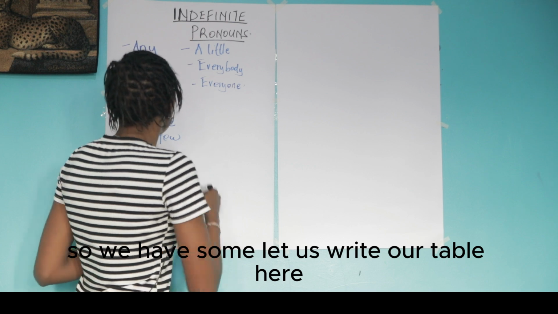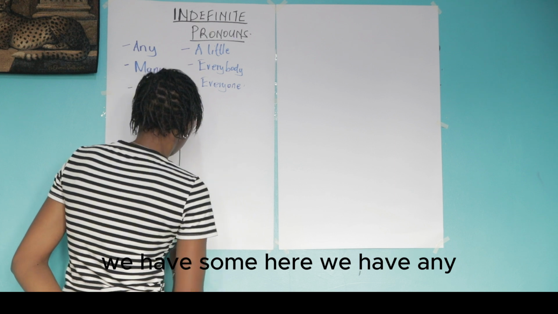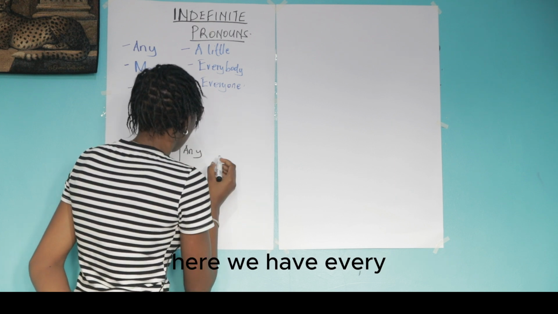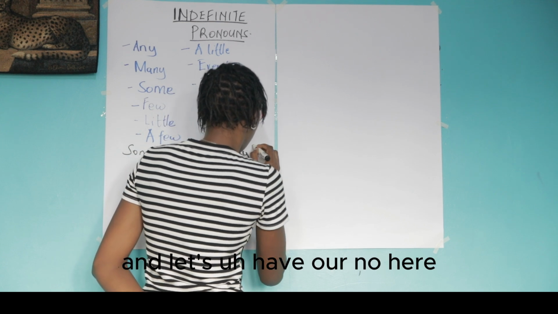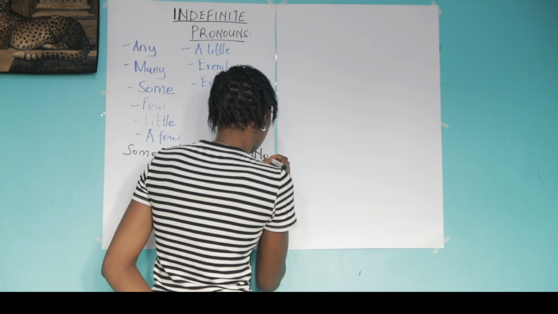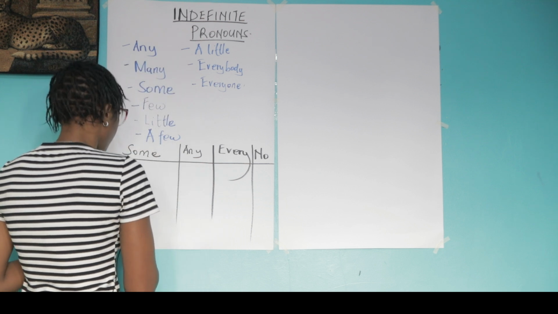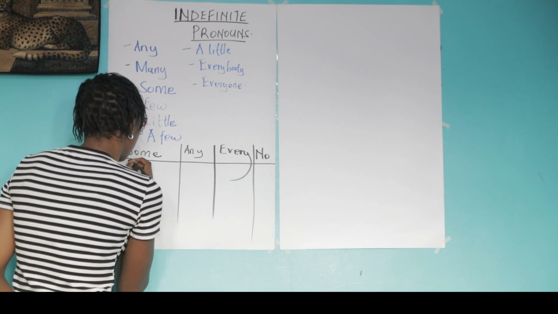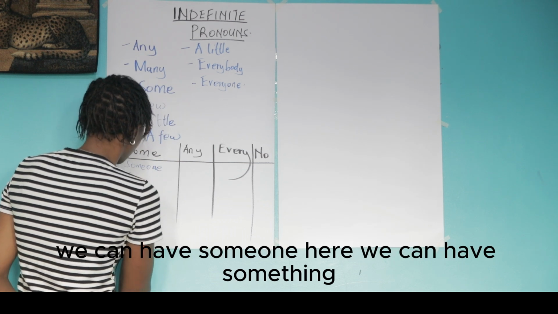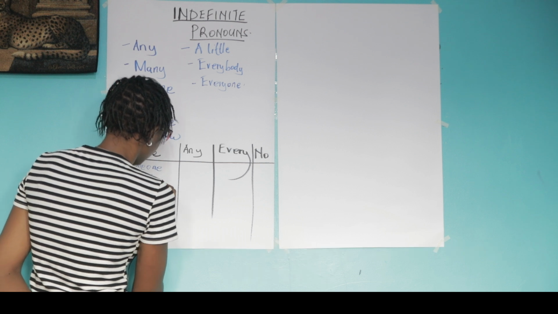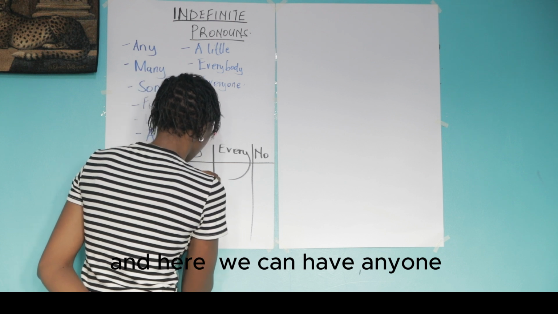So we have some. Let us write our table. Here we have some. Here we have any. Here we have every. And let's have our no here. And have someone. All these are indefinite pronouns. We can have someone. Here we can have something. And here we can have anyone.